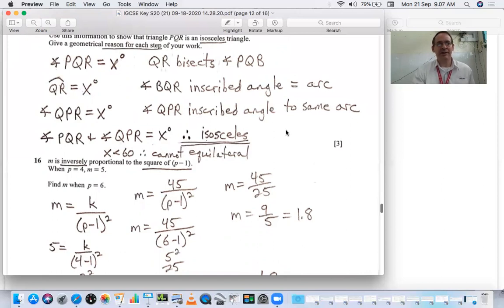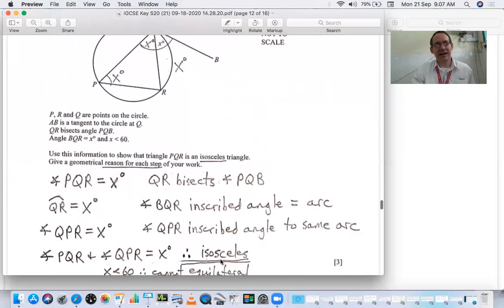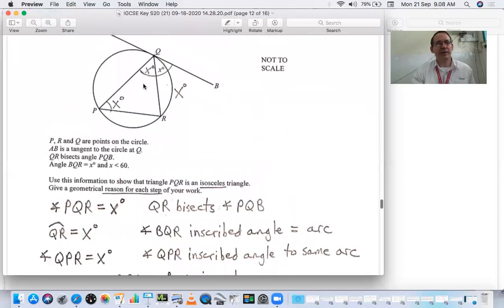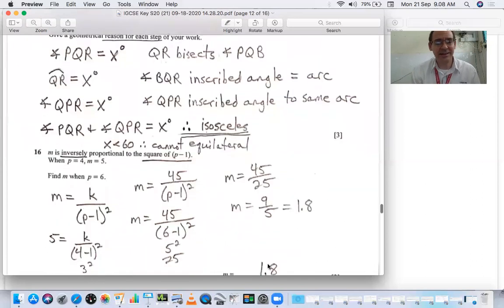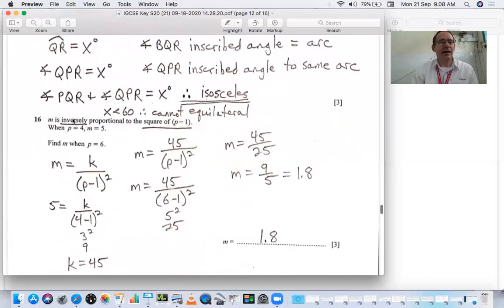You show that it is an isosceles triangle because these two have the same value, and this one cannot have the same value because it's told us that x is less than 60. So it can't be equilateral, therefore it has to be isosceles. Number 16, here we have a proportional, direct or inverse. This one happens to be inverse.